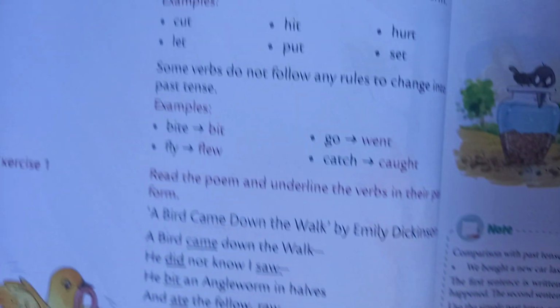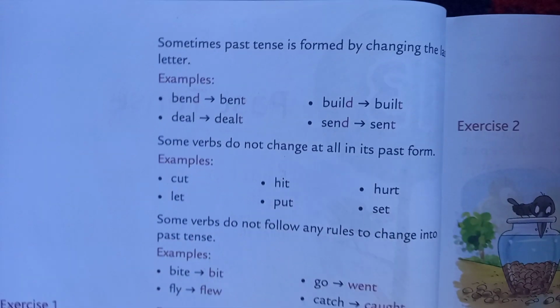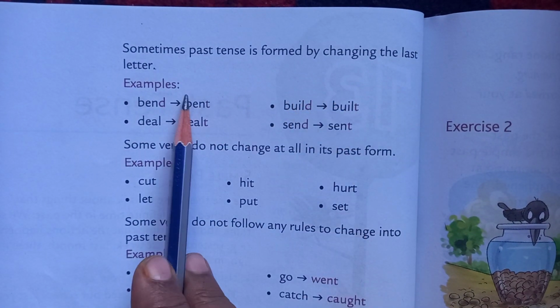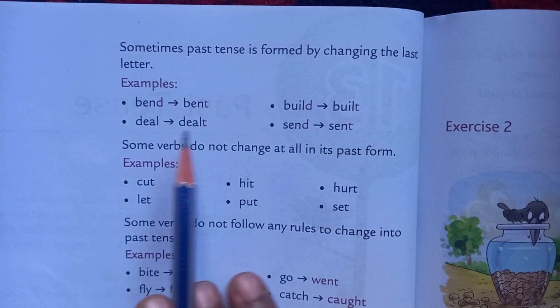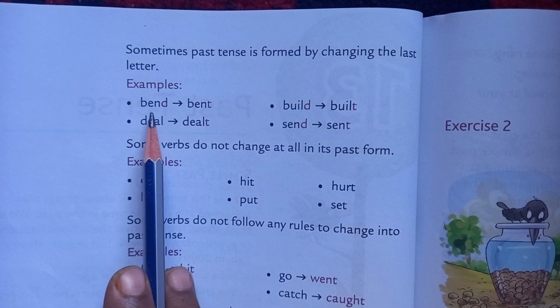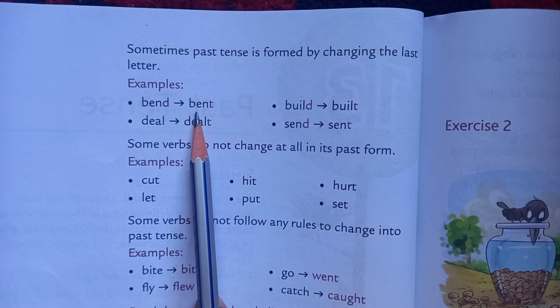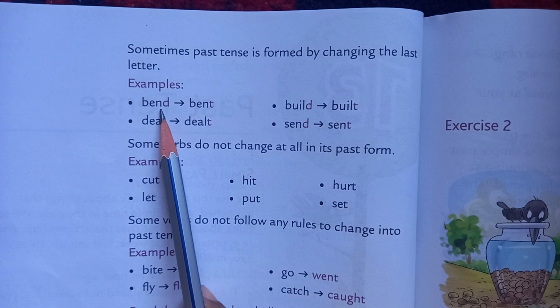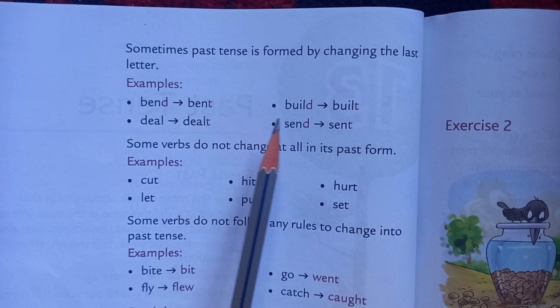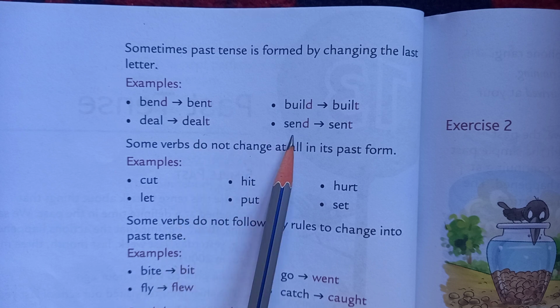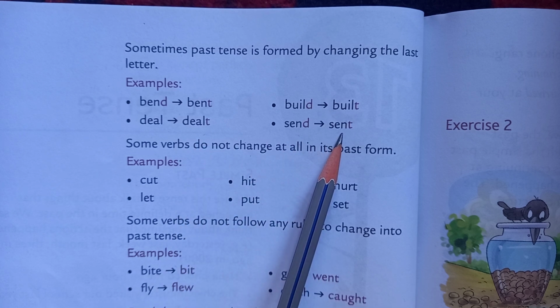Okay. Now see. Sometimes past tense is formed by changing the last letter. Now see example. In some words we change the last letter to change it into past. For examples, bend, bent, build, built, deal, dealt, send, sent.